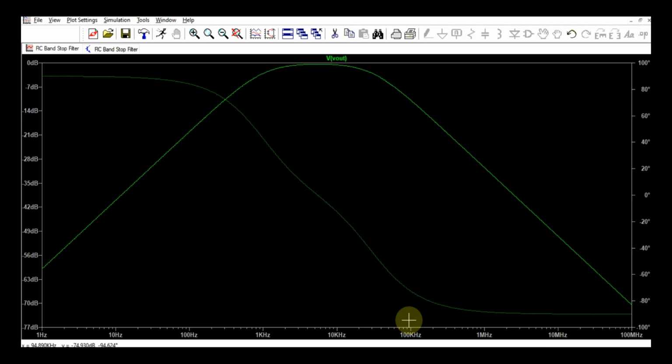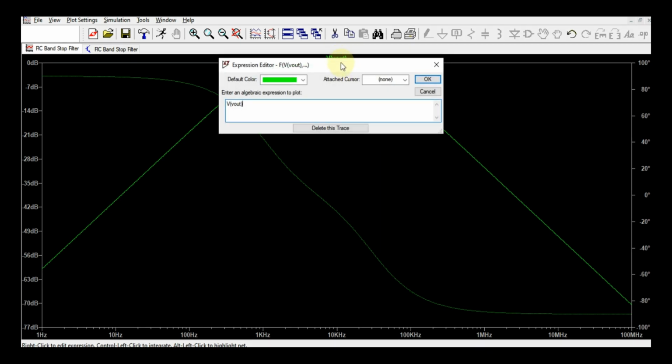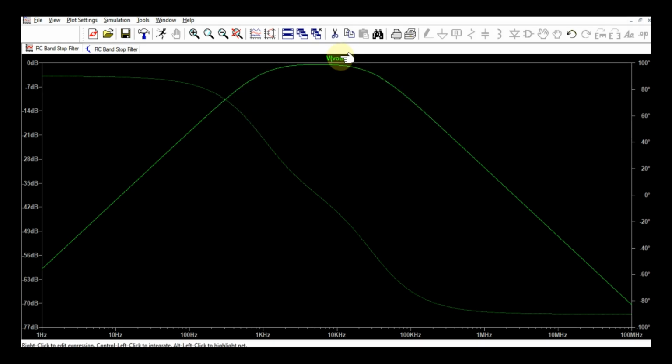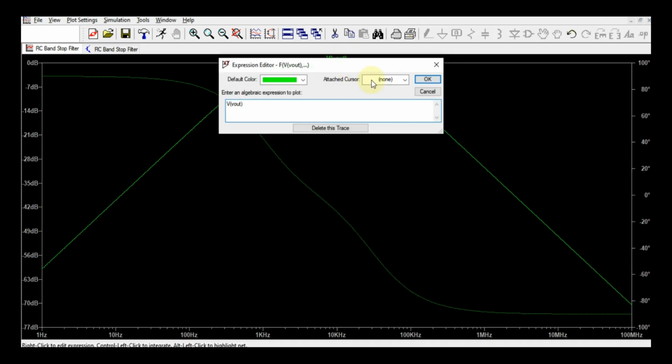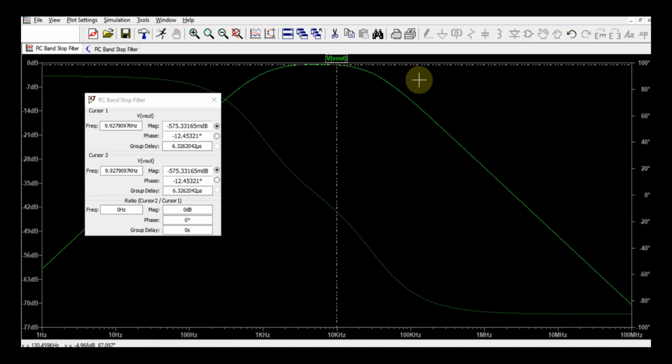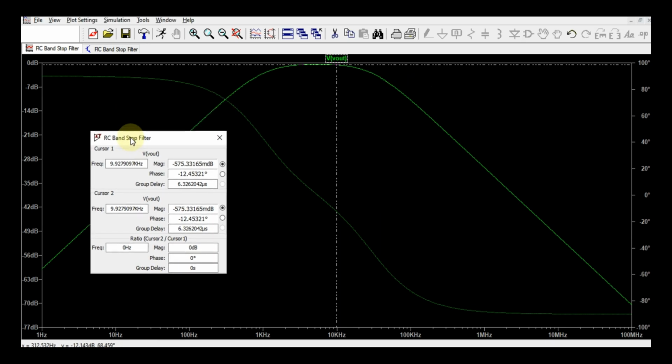So let us understand the behavior of the band pass filter by using this Bode plot, right? I will click at the V out. So this is the V out, and I will right click on the V out. I will take two cursors, cursor 1 and cursor 2, right? As you know, your lower cutoff frequency is 1 kilohertz.